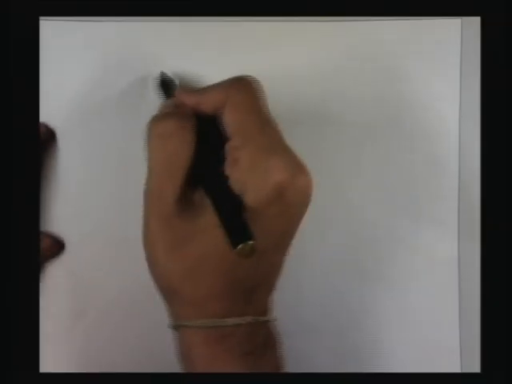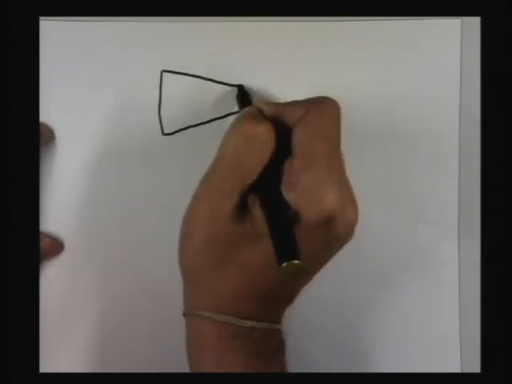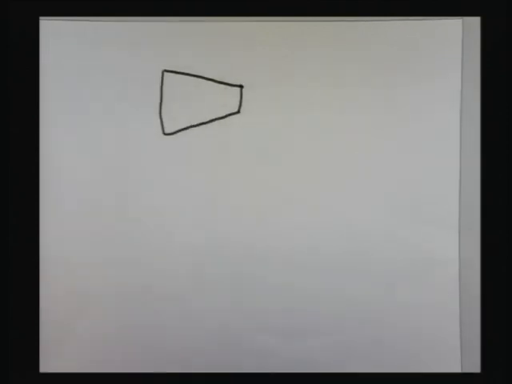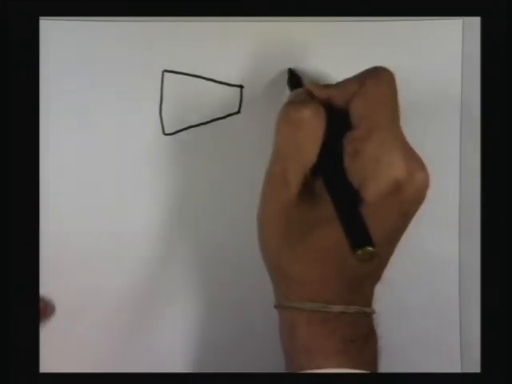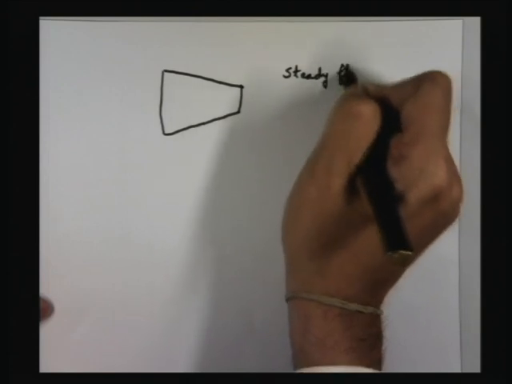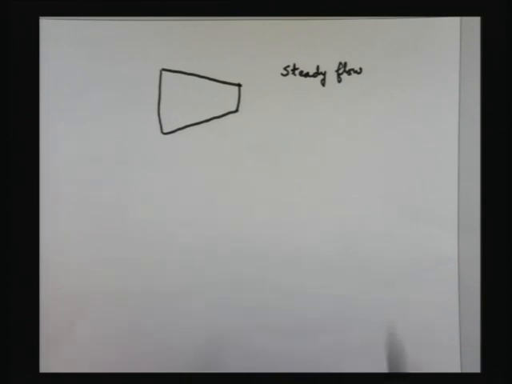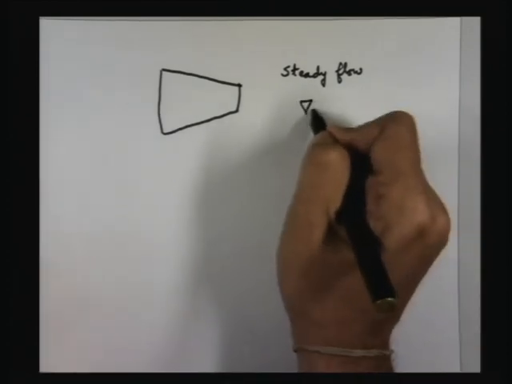Let us say that you have a volume like this, an arbitrary volume, looks like a nozzle or something like that, but not drawn with any specific purpose. Let us consider that you have a steady flow across this volume. So you have del dot rho v.